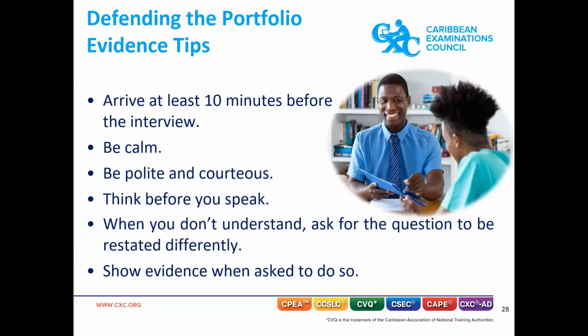Yes, be calm. There's nothing to be afraid of. Know that I've shared with you what you should do. Absolutely nothing to be afraid of, right? Be polite and courteous. Say good morning, good afternoon. Yes, you do not have to know the person to say good morning, good afternoon. And if they say, how are you? Say, I'm fine, thank you. And how are you? Be gracious.